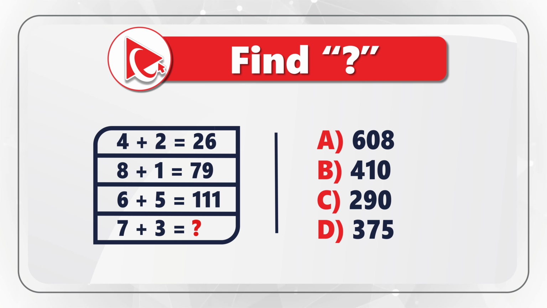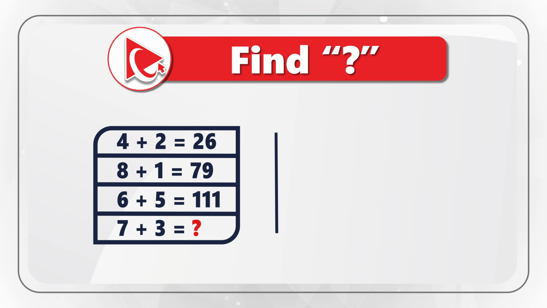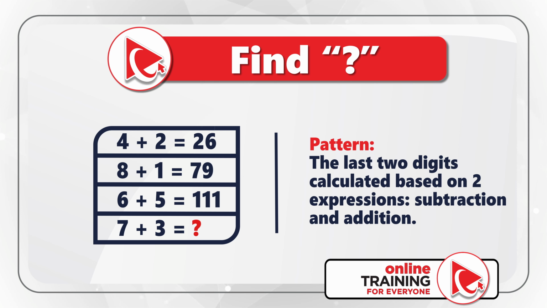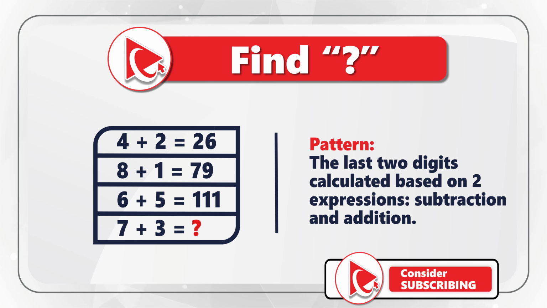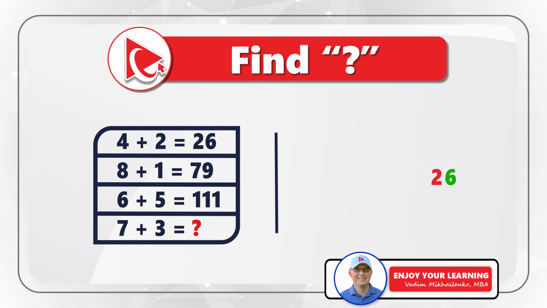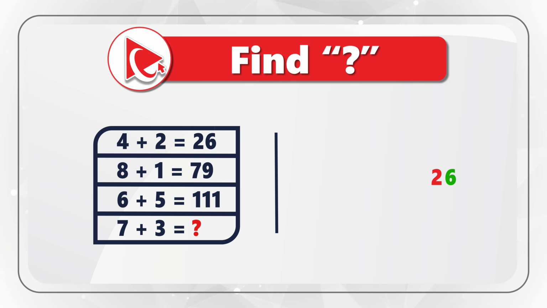As you might have figured out, we are not dealing with typical math expressions here, because the pattern is that the last 2 digits are calculated based on the 2 expressions, subtraction and addition. Let's look at the example. The first expression is presented to us as 4 plus 2 equals 26, but numbers in 26 are calculated differently.